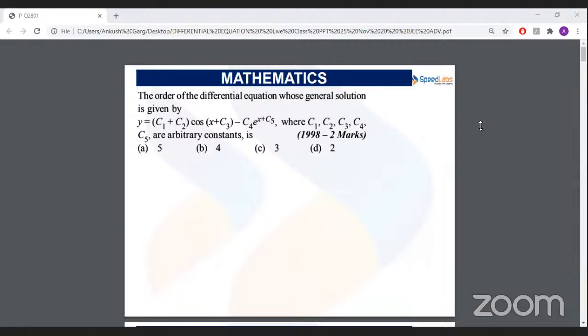The order of differential equation whose general solution is given by y equals c1 plus c2 cos of x plus c3 minus c4 into e to the power x plus c5. Quickly tell me in the chat box what will be the answer for this. What is the order of this particular differential equation?